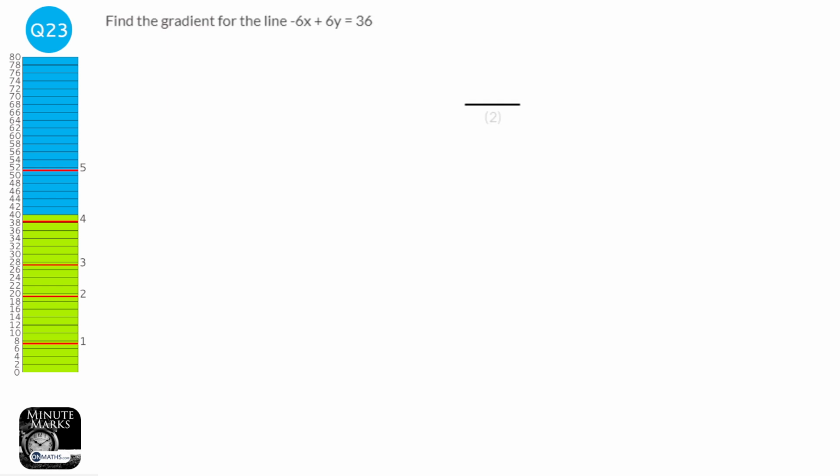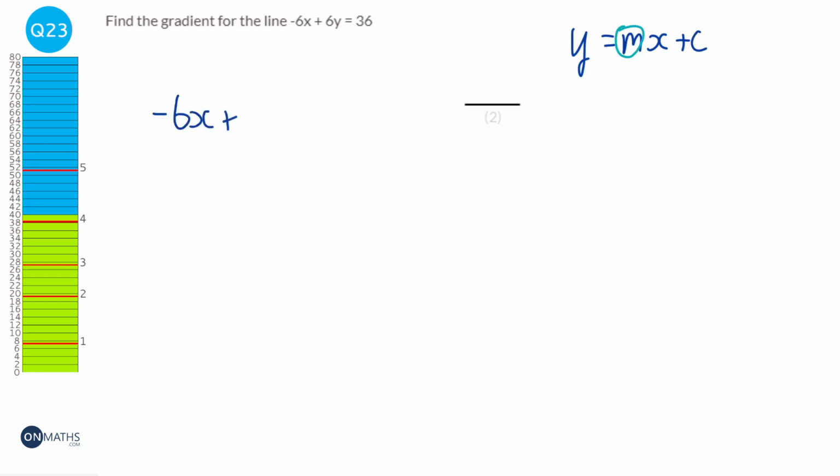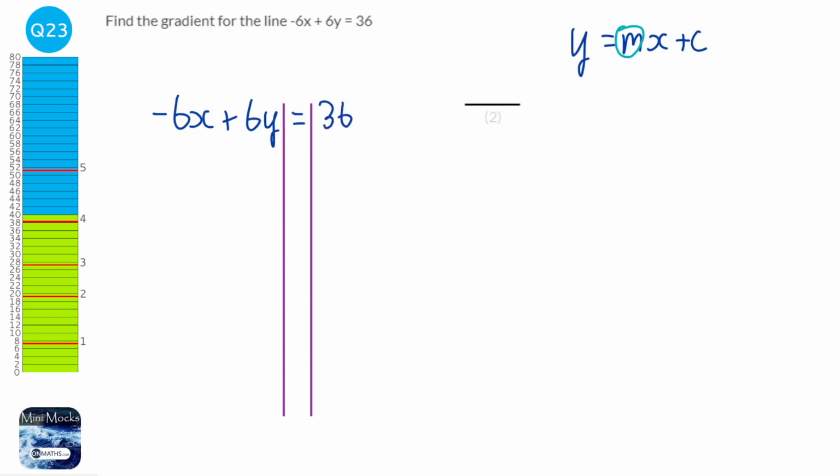So to find the gradient, we need the formula or the equation in the form y equals mx plus c. And the m there will give us what the gradient is. So we're just going to be rearranging this equation. And so I'll get my lines in. So the first thing I'm going to do is get rid of the x's from the left hand side. And we can do that by adding 6x both sides.